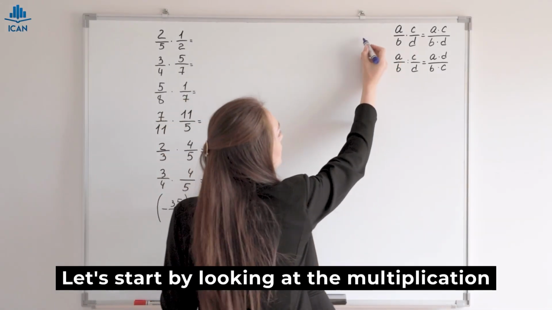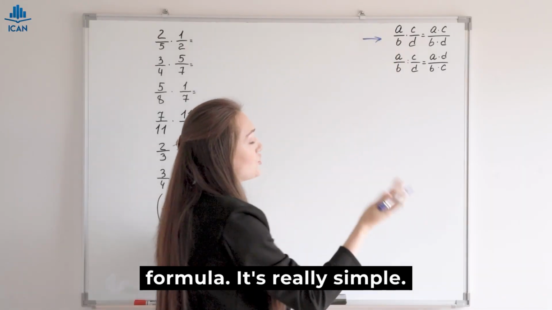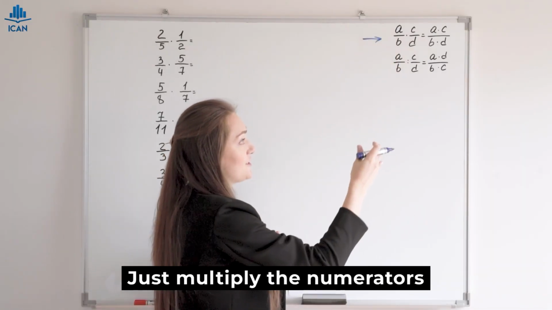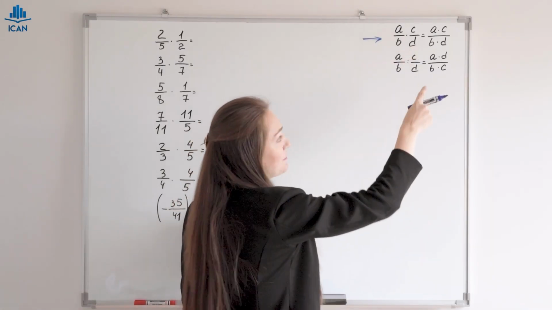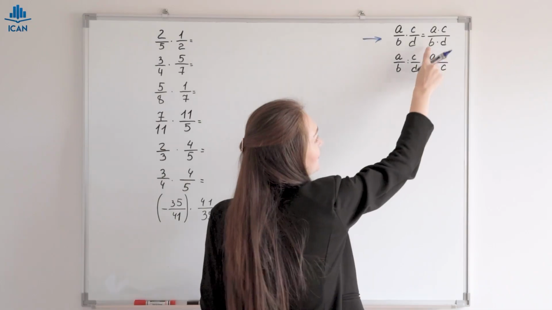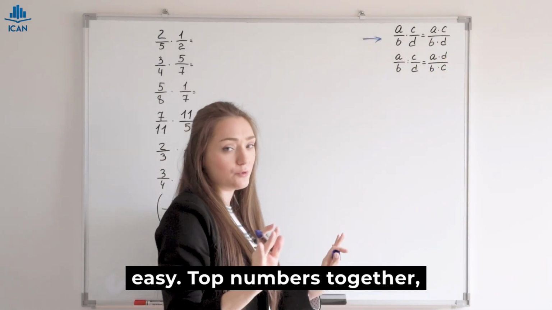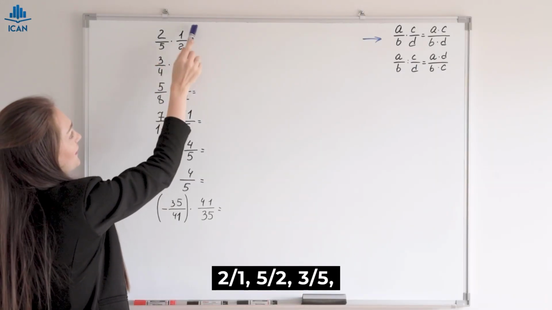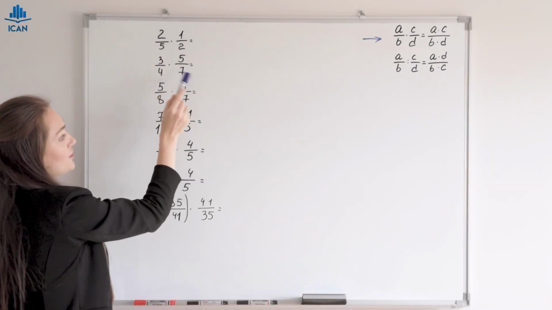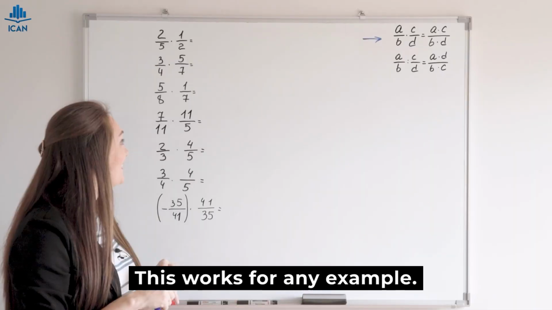Let's start by looking at the multiplication formula. It's really simple. Just multiply the numerators together and the denominators together. See? Top with top, bottom with bottom. It's that easy. Top numbers together, bottom numbers together, like 2 over 1, 5 halves, 3/5, 4/7. This works for any example.